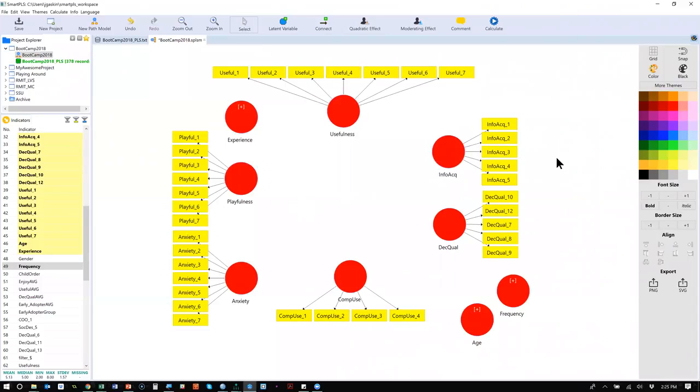SmartPLS 3 is kind of nice. It gives you good indications of when you're in the right zone and when you're in the wrong zone. Red means wrong zone, green means right zone. Right now, no good. This isn't going to run because it's all red and nothing's connected.